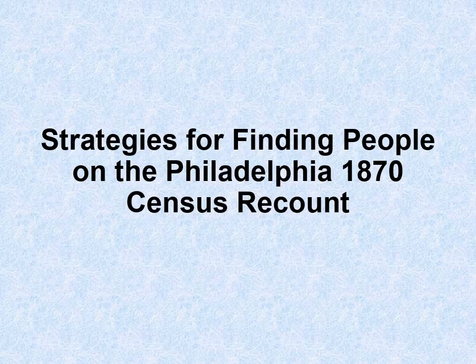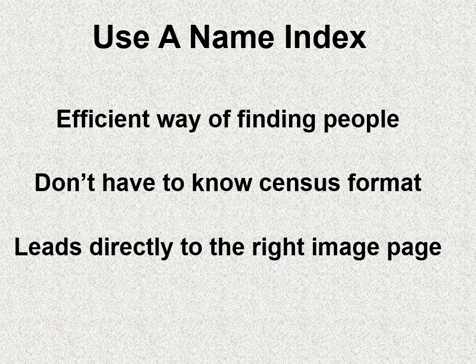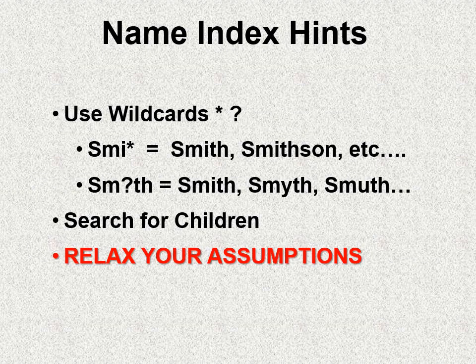So let's look at strategies for finding people on the Philadelphia 1870 census recount. The easiest way, of course, would be to use a name index. It's an efficient way of finding people. You don't have to know the census format, and it leads directly to the right image page. I mean, that's the way to go. And some hints, some general hints.